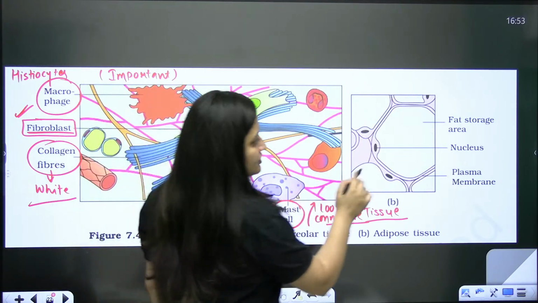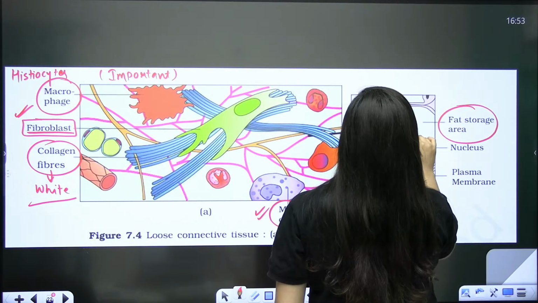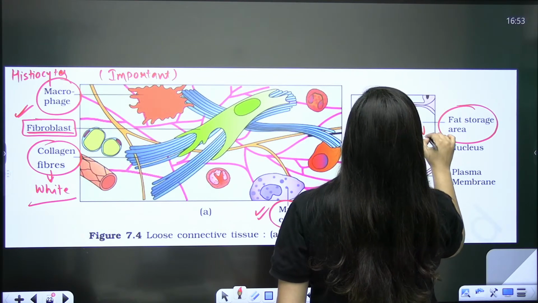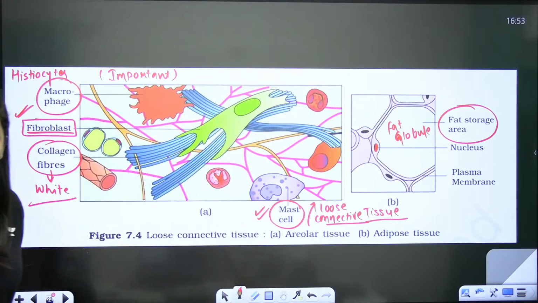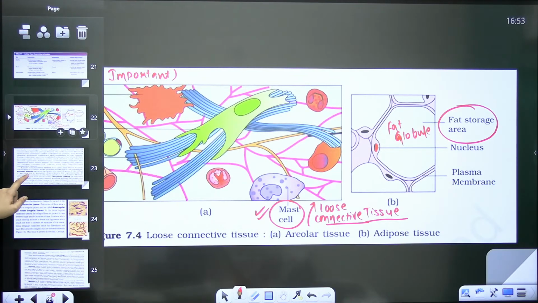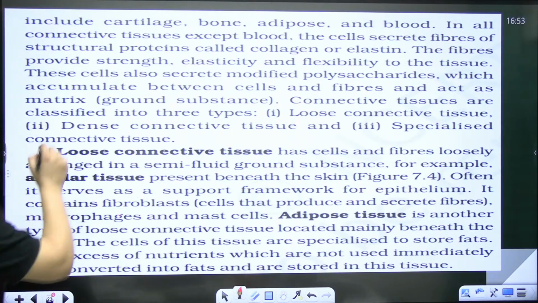This is the adipose tissue. Look at this fat storage area. This is basically the fat globule, a large fat globule. Nucleus is there and the cytoplasm is there. Fats are meant for storage and insulation. Diagrams are important.